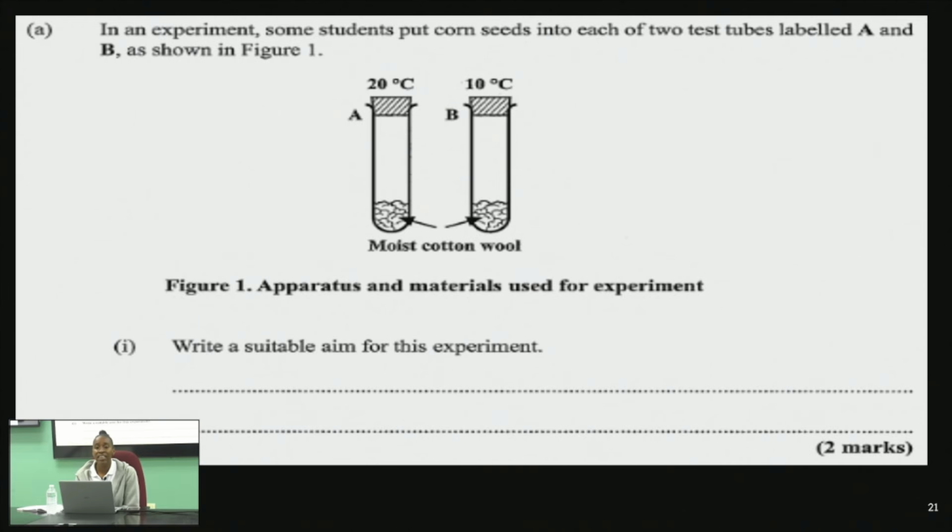Now, we would be choosing test tube A to indicate where we think germination would likely occur. And this is because there is an increase in temperature and it's closer to the room temperature where we know enzymes work the best. All right, so at 20 degrees Celsius, we would expect that there would be more enzymes being active and actually breaking things down to allow the plant or the seed to germinate and start to grow.